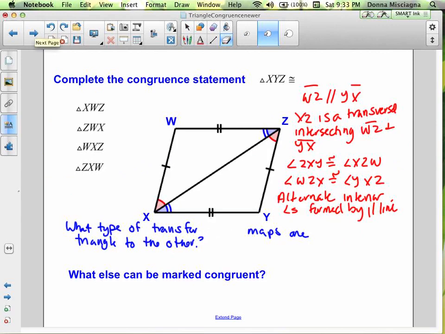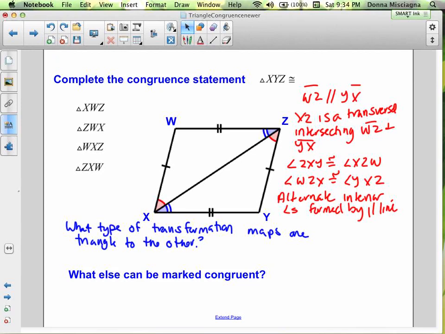This is a really good problem. It does have a lot of information in here. Feel free to copy that in your notes on maybe a sticky note or an extra sheet of paper. So we want to complete the congruent statement that triangle XYZ is congruent to something. But we also want to look at some more information about this.